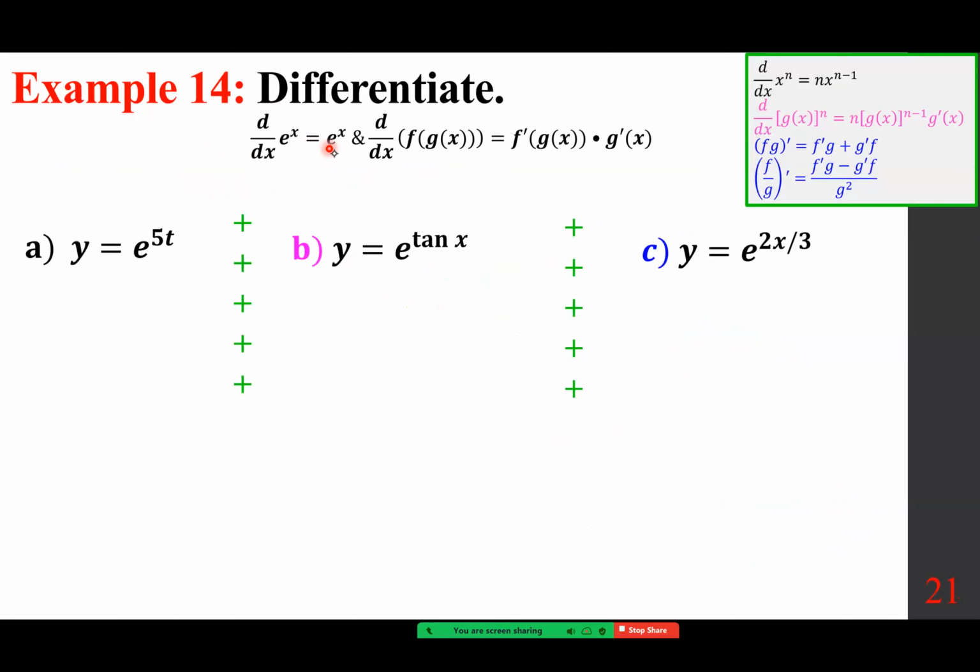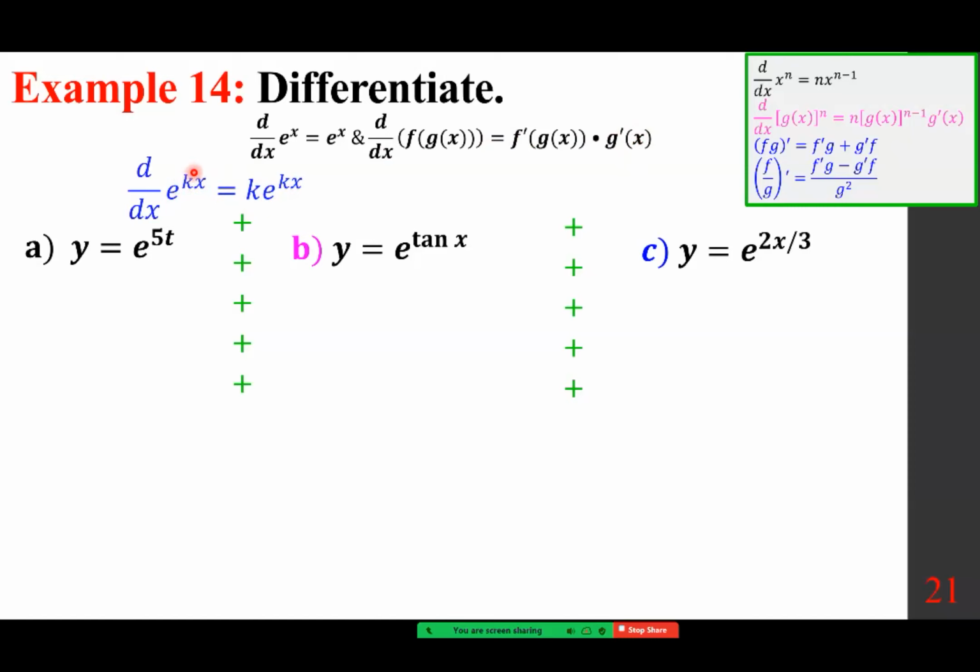We know the derivative of e to the power of x is itself. And we know the composite function rule says if you want to differentiate f of g of x, it is f prime of g of x times g prime of x. So if I want e to the power of kx, the derivative is e to the power of kx times k. This is by the chain rule. The derivative of any exponential function is itself times the derivative of the exponent by the chain rule.